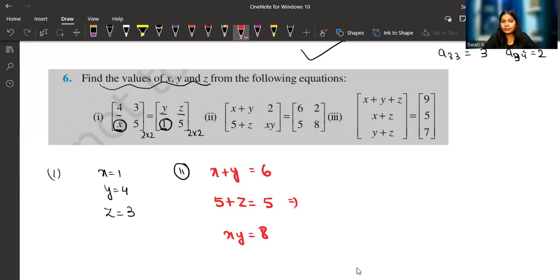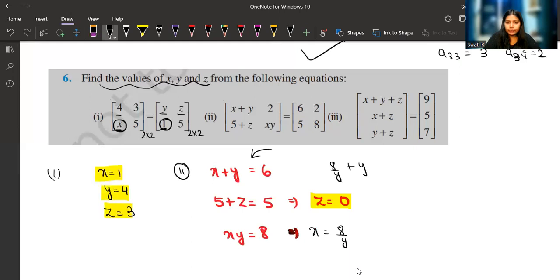Like we need to just simplify this, okay? So what are we going to do? Here, of course, Z will be equal to 5 minus 5, 0. So we already got the value of Z. Okay, so this was the answer for this one. And here, Z equals 0. But we do not have the answer for X and Y. From here, can you notice that this is nothing but, let me take this color, X equals 8 upon Y. So if X equals 8 upon Y, can I not rewrite this as X as 8 upon Y and then plus Y equals 6?